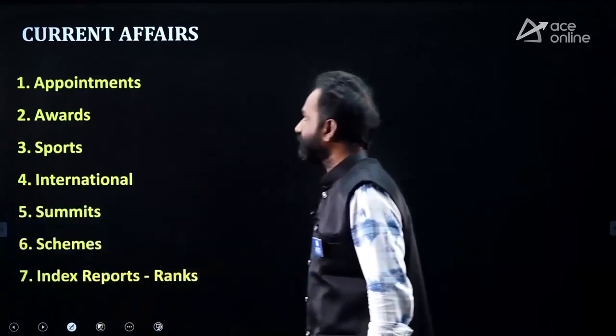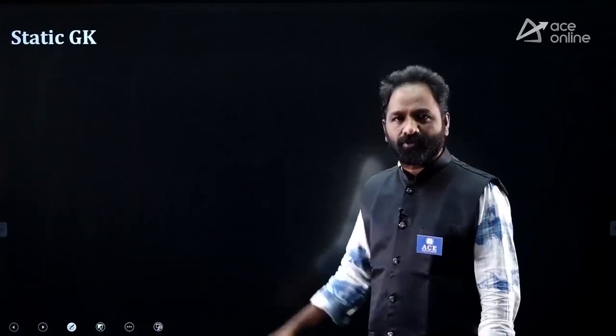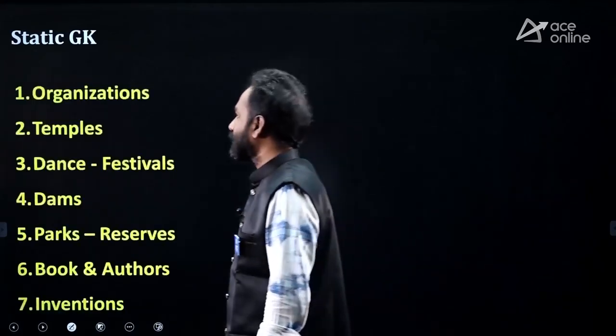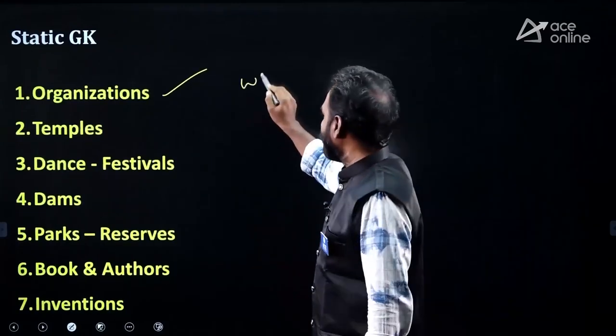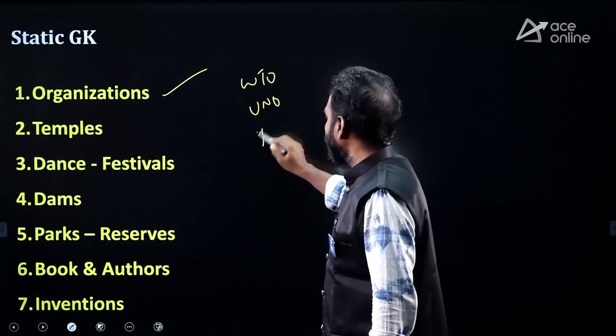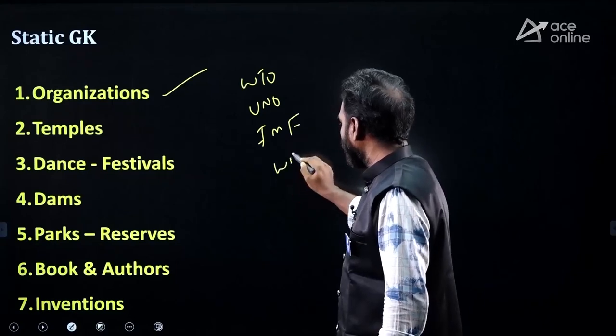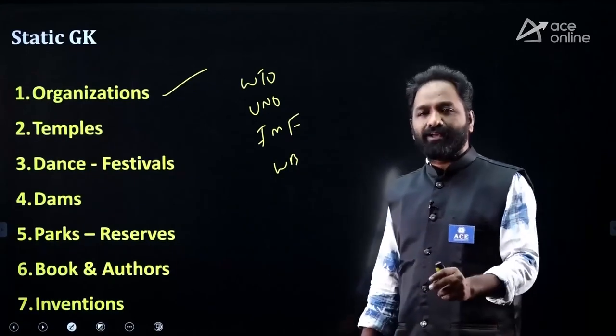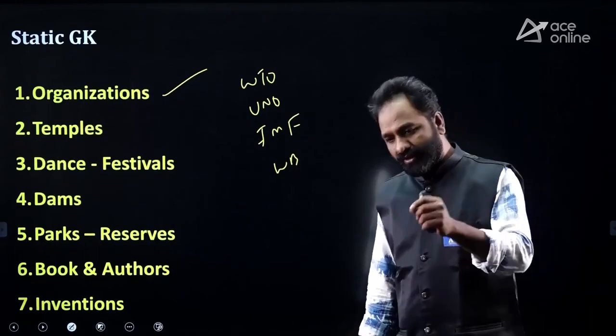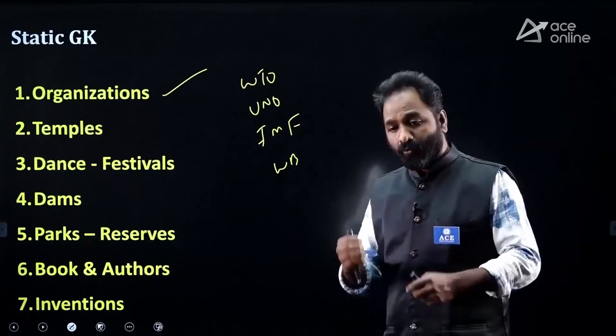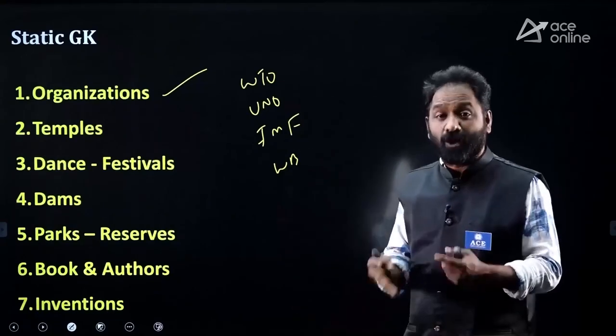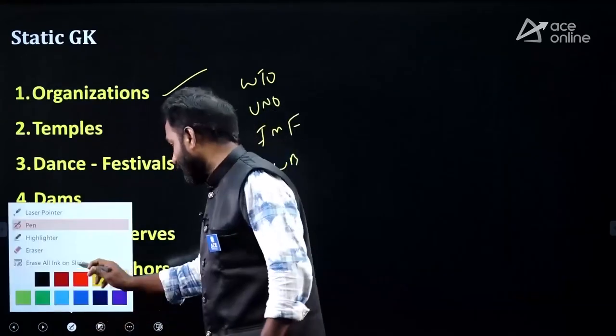Clear? Okay. Next, static GK. Of course, you have to give equal weightage to static GK also. So international organizations like WTO, UNO, IMF, World Bank. You should have an idea about each international organization: headquarters, president, chairman, what is the role of this organization, and what is their objective. You have to follow that.